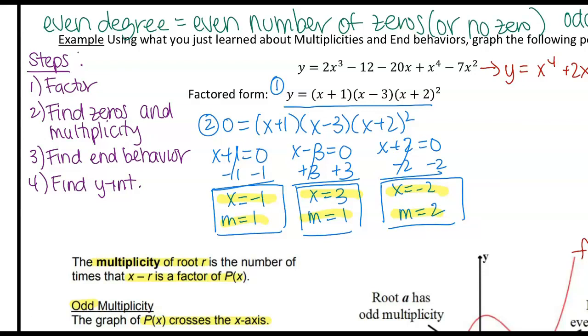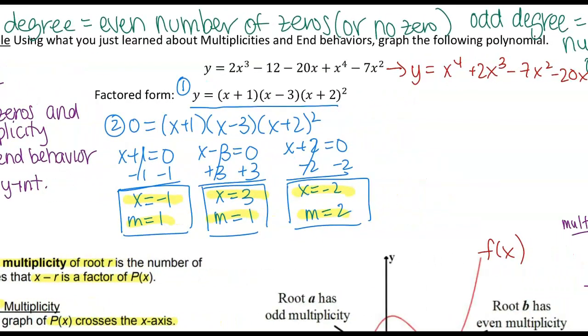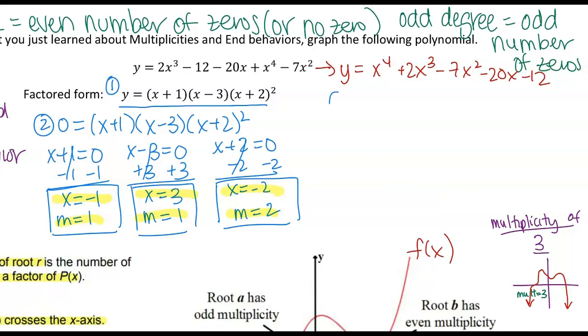Luckily, I rewrote the end behavior earlier, so I can actually look at that equation to see what step 3 is going to be. To find my end behavior, I need the leading coefficient and the degree. So step 3 over here is to find the leading coefficient and the degree. Alexis, what's the leading coefficient here? 1. Is it positive or negative? Positive 1. And what's the degree for this? 4. And is 4 even or odd?